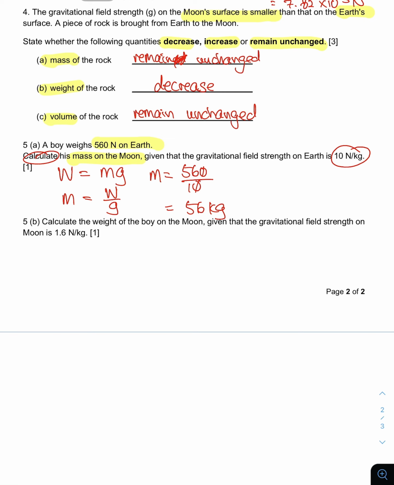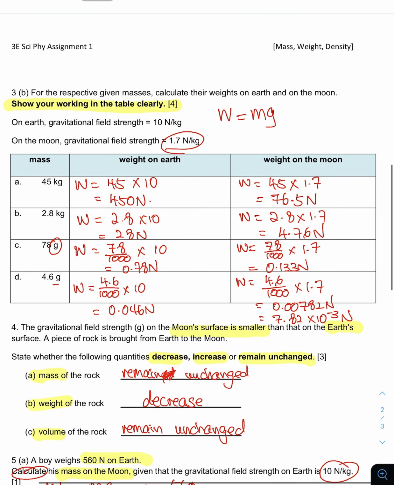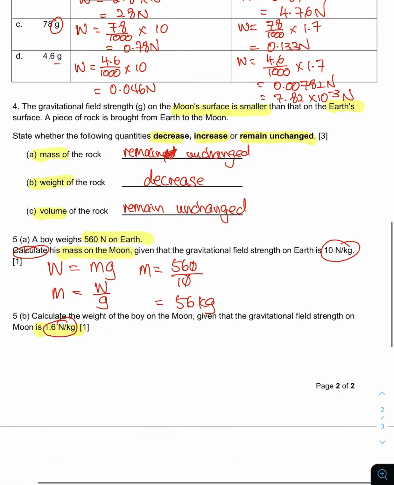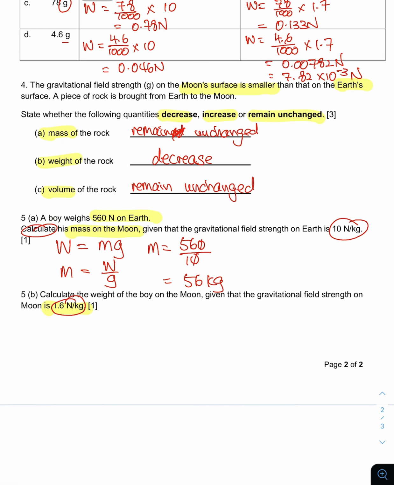Let's move on to 5B. Calculate the weight of the boy on the Moon, given that the gravitational field strength on the Moon is 1.6. As I was marking, I see so many of you using 1.7 Newton per kg as the value of g on the Moon. I can only guess that it's because that's the value given to you in 3B, so you just assume the value will be the same throughout. Please read the question carefully. For this part, the g for the Moon is 1.6 and not 1.7.